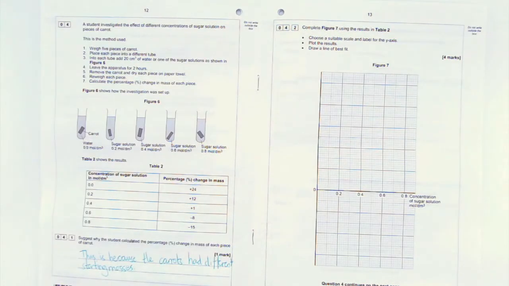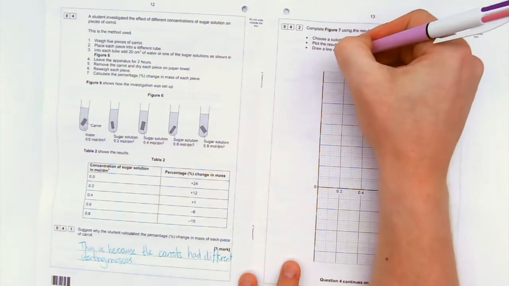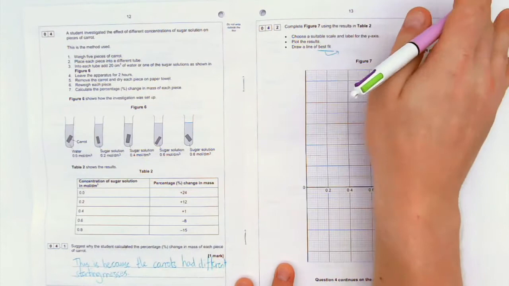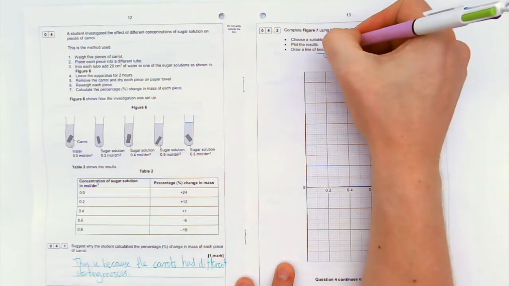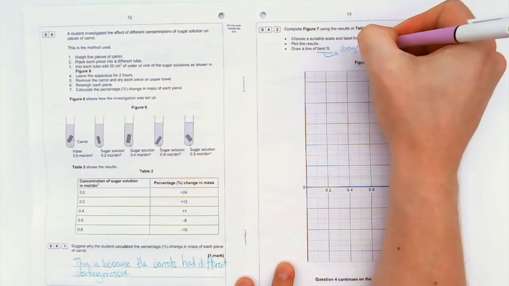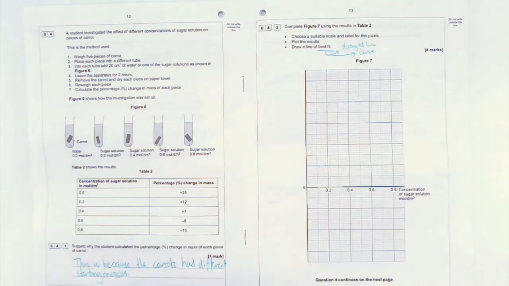Okay, question 4.2 is a graph question, and whenever you see a graph question in the exam, you've got to be happy, because you get 4 marks for these. The key thing here, whenever I'm looking at line of best fit, is remember that it's not like maths. In maths they say it has to be a straight line, but here it could be a straight line, and it could also be a curve. These are your 2 options. It could be either or. Don't force a straight line on a curve, and don't force a curve on a straight line.